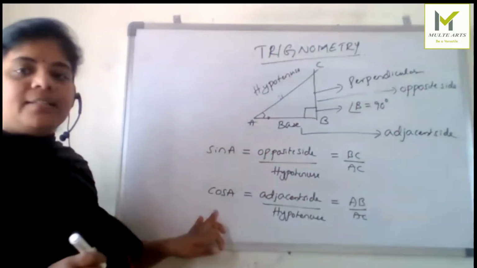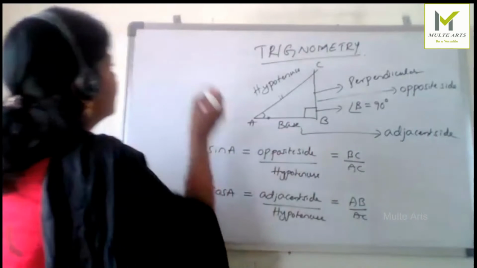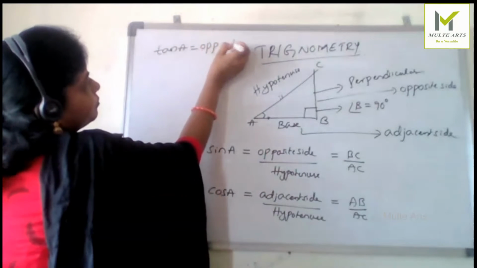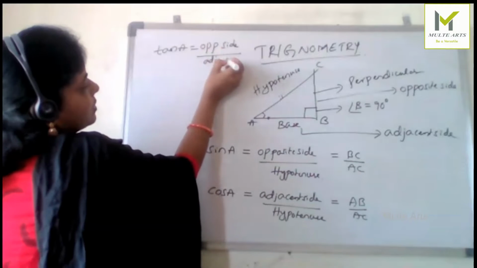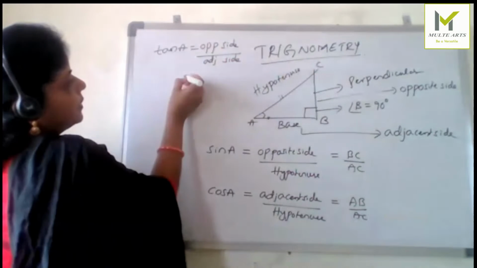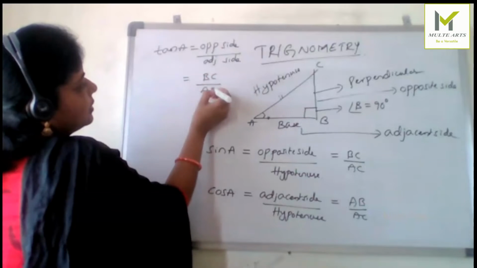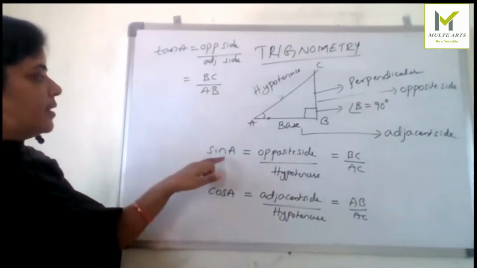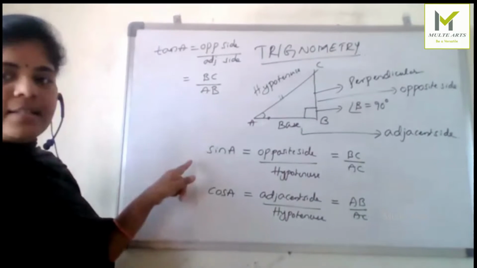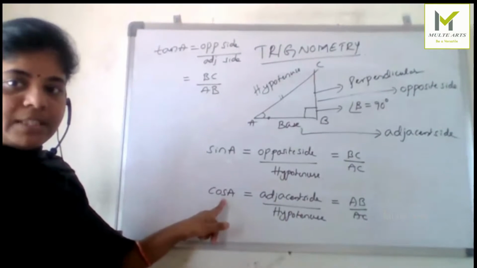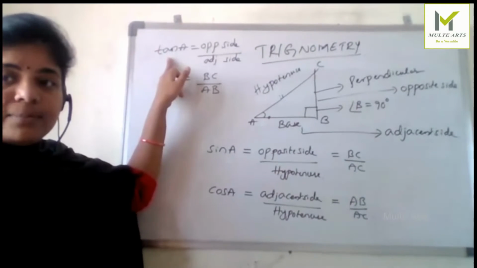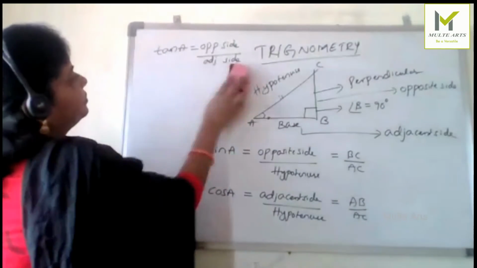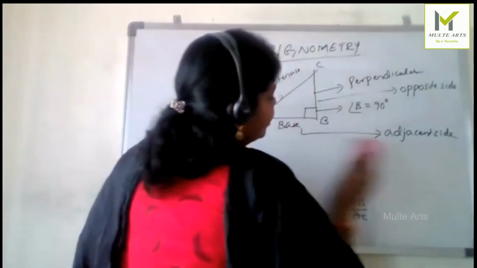And similarly, we can define tan A also here. Tan A will be equal to opposite side by adjacent side, that is BC by AB. And similarly, we can take the reciprocals of these, that is sine, cos, and tan. First, cosecant A can be written as 1 by sine A, and secant A can be written as 1 by cos A, and cot A can be written as 1 by tan A, which I'll show you in the next step. So these are the trigonometric ratios.